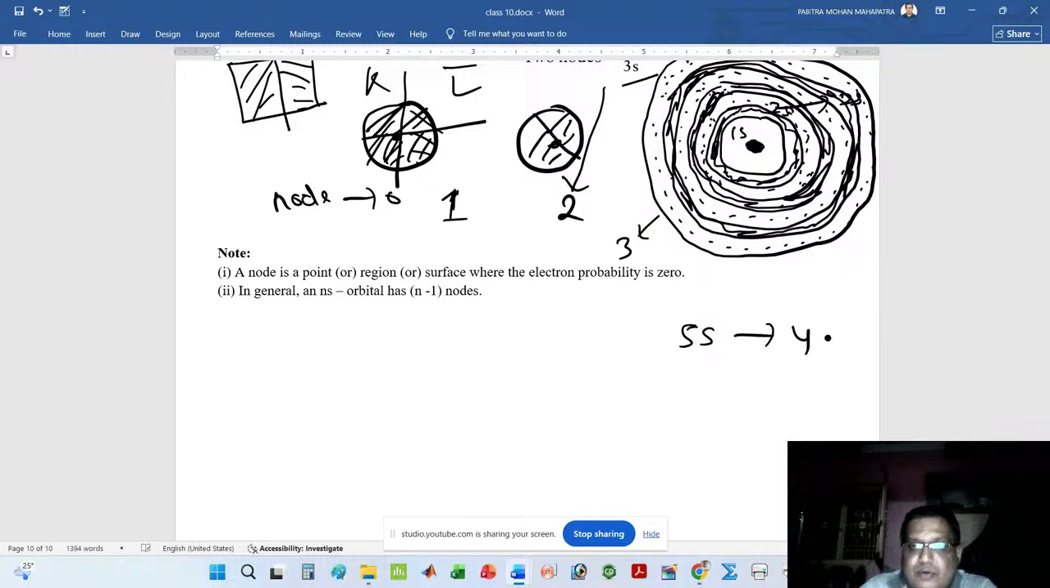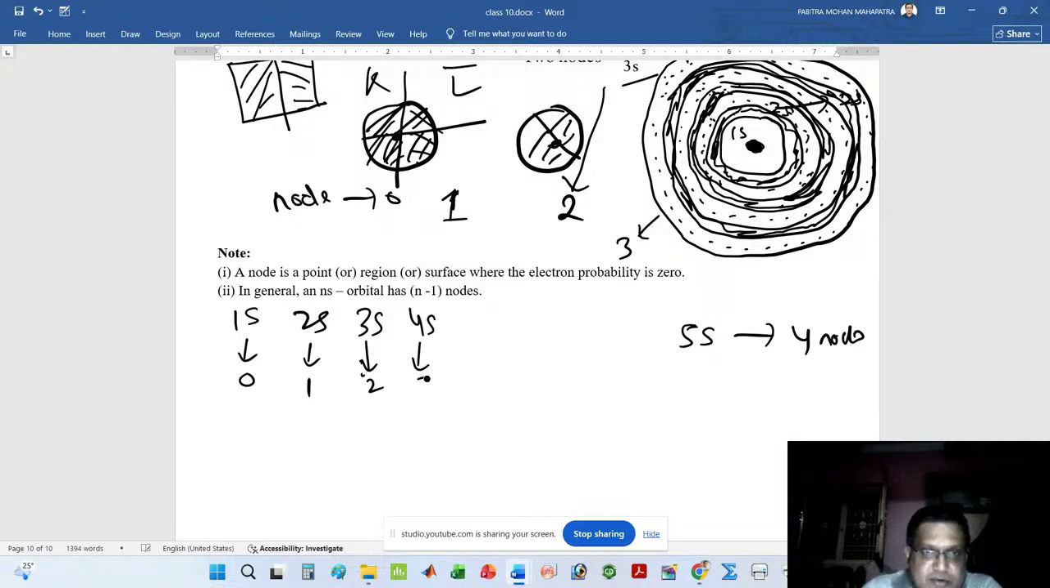There are four nodes. Clear? Look at that. For 1s, 0 nodes. For 2s, 1 node. For 3s, 2 nodes. For 4s, 3 nodes. For 5s, 4 nodes.